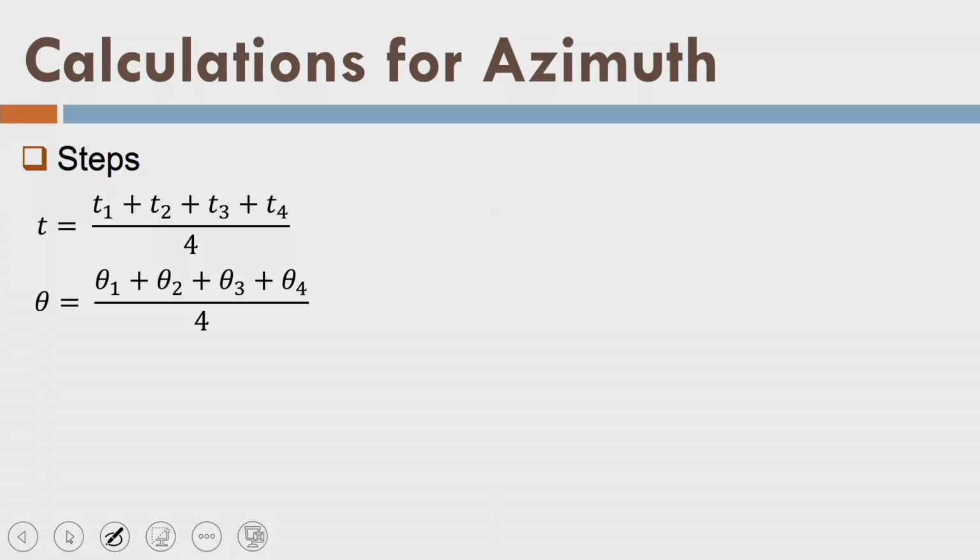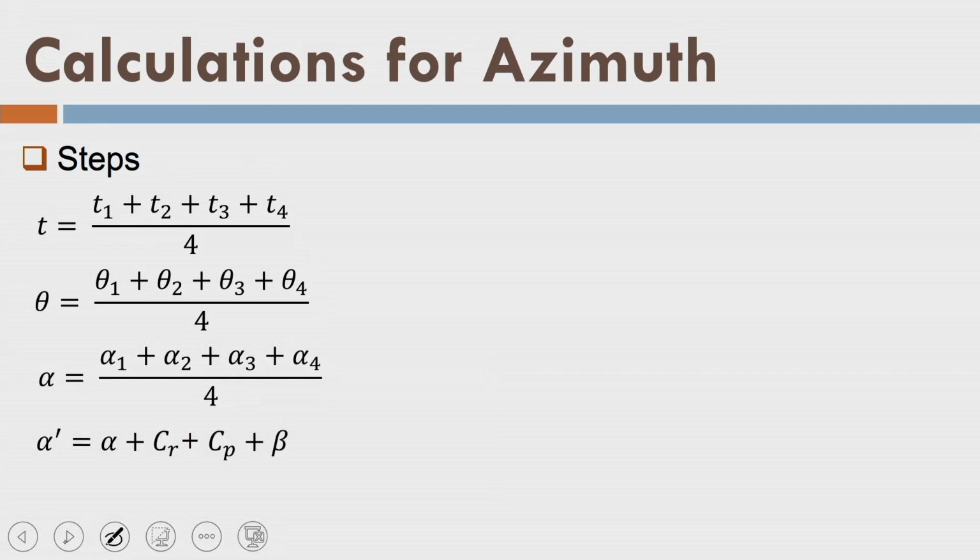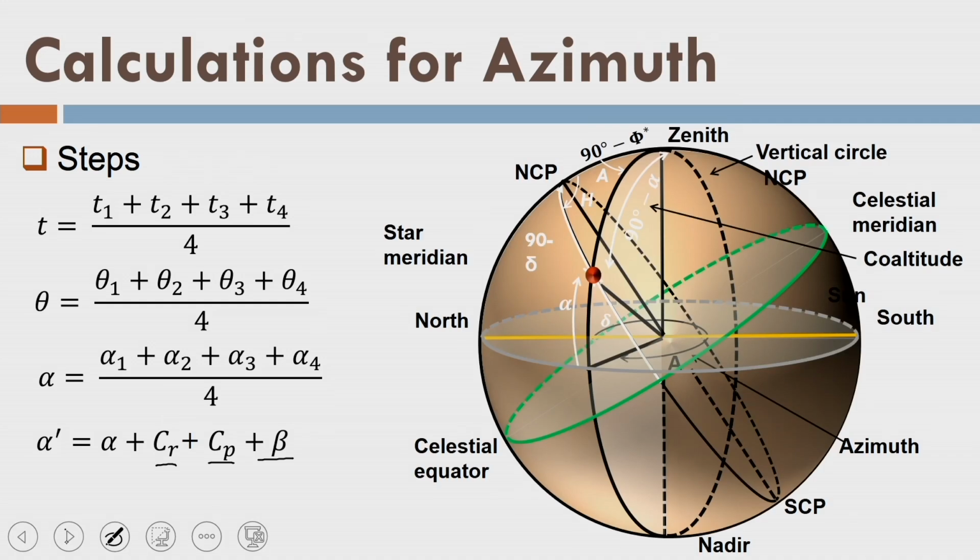Now you will measure the theta angle, the average value of theta. Then you will measure the average value of alpha. Now we will put the corrections to the alpha. All these corrections are given here: CR, CP and beta. Fine. This is the celestial triangle that is being formed at this location and at this moment, when I measure the sun at this value of alpha dash, at this value of theta and at this time value.